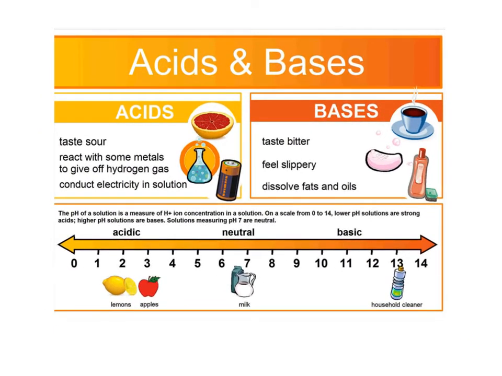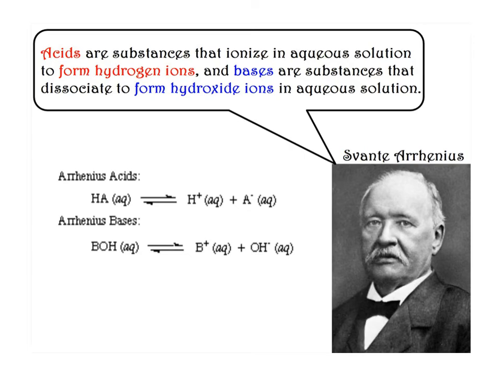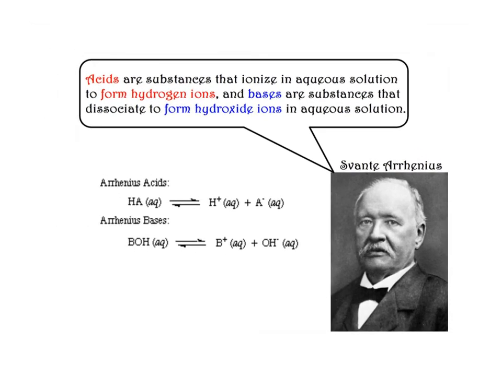So remember, acids are things that taste sour and react with metals. Acids have low pHs, so from 0 to 6. Bases have high pHs. They taste bitter, feel slippery, and dissolve fats and oils. That's what we talked about in Science 10 and Chem 20 in terms of what acids and bases are empirically. In Chem 20, we attempted to define acids and bases theoretically, and we started to talk about different theories.